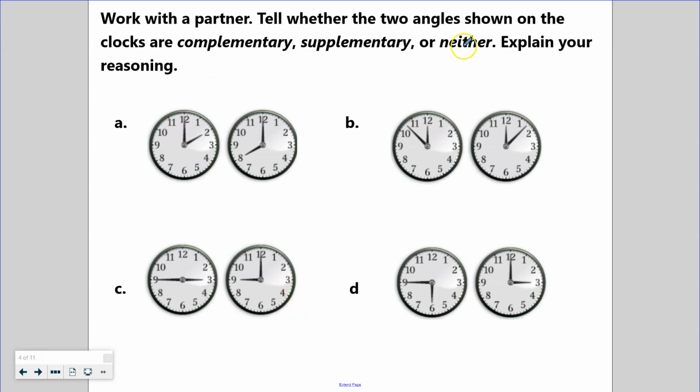All right, so work with a partner. Tell whether the two angles shown on the clock are complementary, supplementary, or neither. Again, push pause if you need some time to do this on your own, or just follow along. So we'd say that this angle, right? We know that this angle is all the way around, right? Would be how many degrees? You guessed it. A complete circle is 360 degrees.